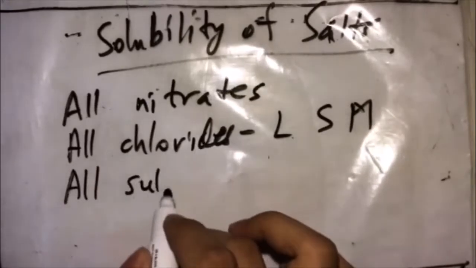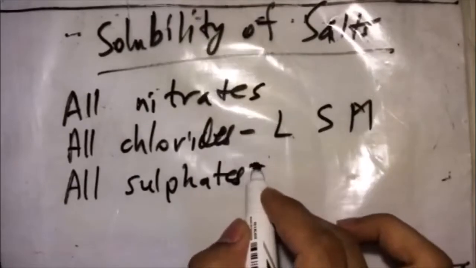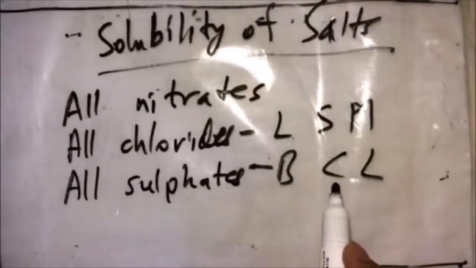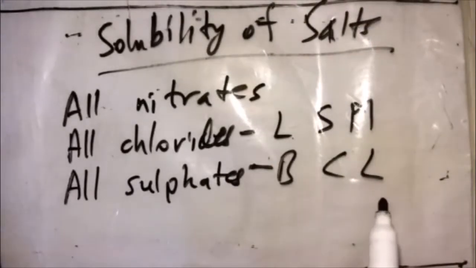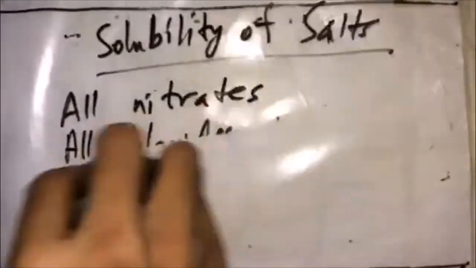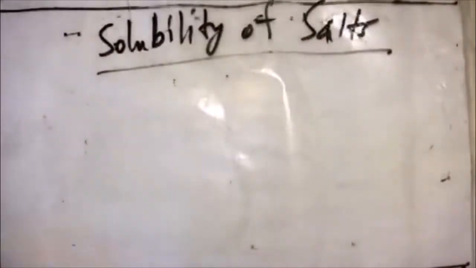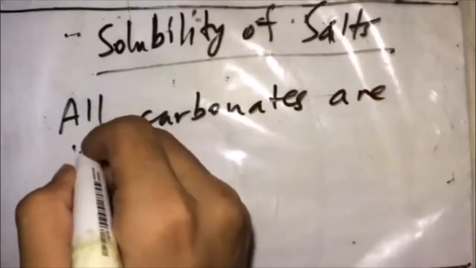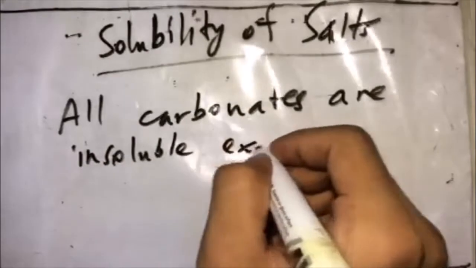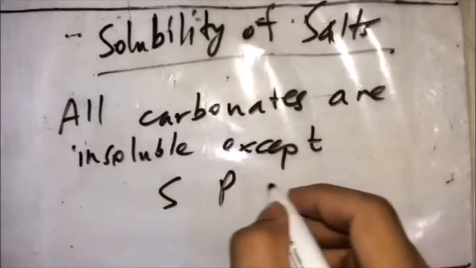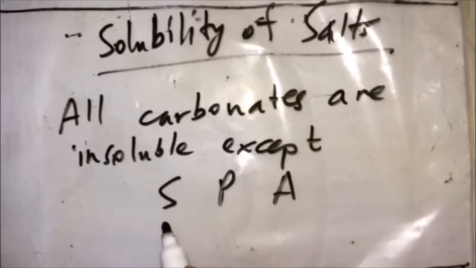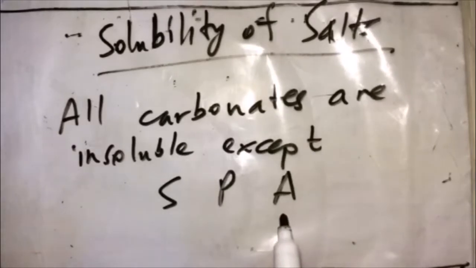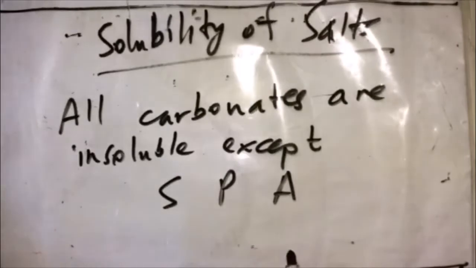All sulfates are soluble except BCL. B stands for barium sulfate, C stands for calcium sulfate, and L stands for lead sulfate. Now, for carbonates, all carbonates are insoluble except SPA. S is sodium carbonate, P is potassium carbonate, and A is ammonium carbonate, (NH4)2CO3.